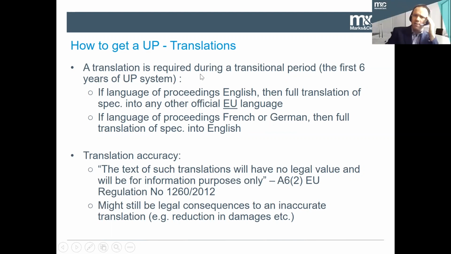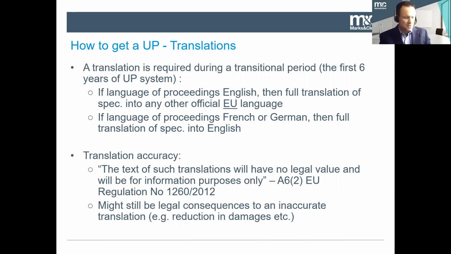Most European patent applications are in English, so I think that's almost the default state. And for all European patents granted in English, you need to provide a full translation into another official EU language. If the language of proceedings is French or German, as happens in a minority of cases, then the spec by default or by definition has to be translated into English to get unitary protection.